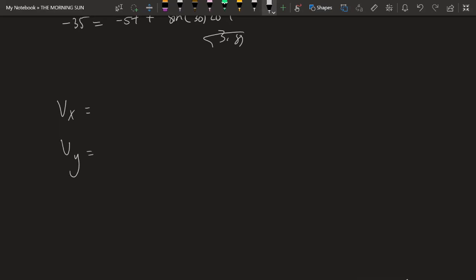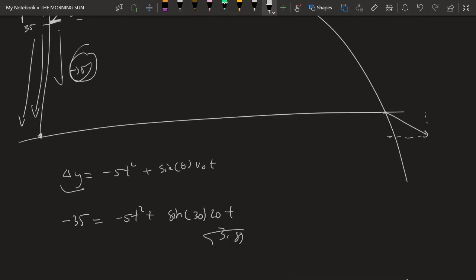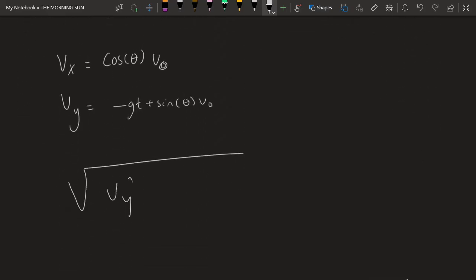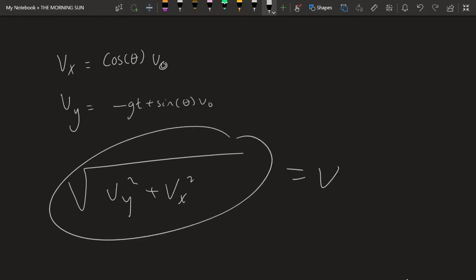So we know that Vx is equal to cosine theta V0 always. We also know that Vy is equal to minus gt plus sine theta V0. We also derived those previously. So all we need to do is find these two values, right? If we find this vector and we find this vector, we can find this vector's magnitude by the Pythagorean theorem. In other words, Vy squared plus Vx squared should equal V squared, or the magnitude of V, if you will. So here we go.